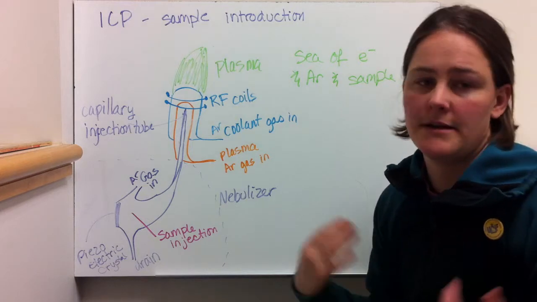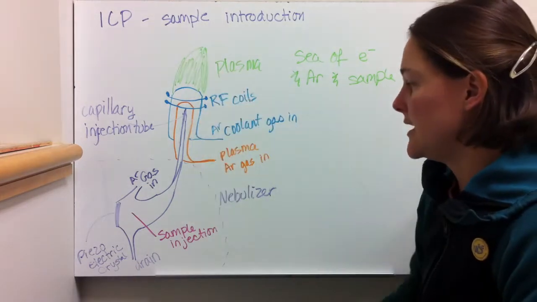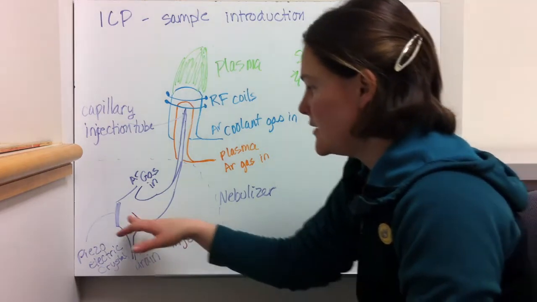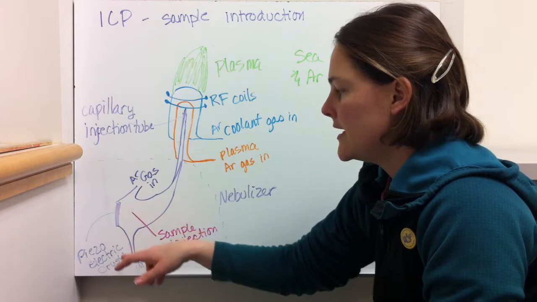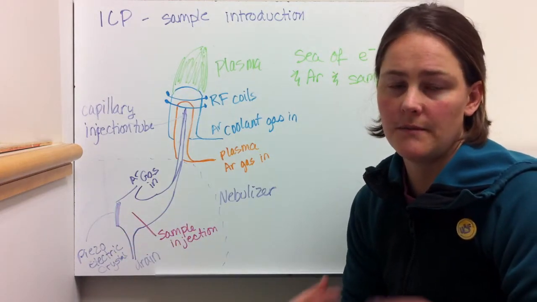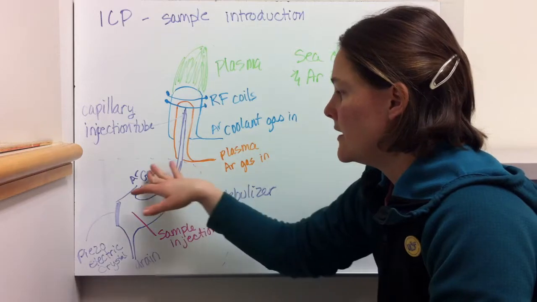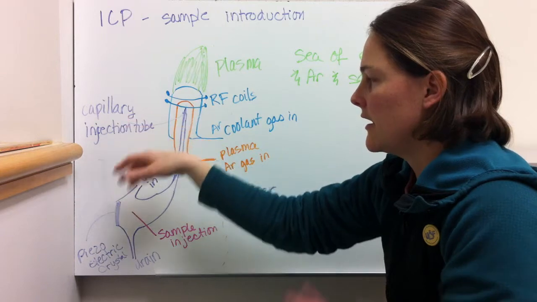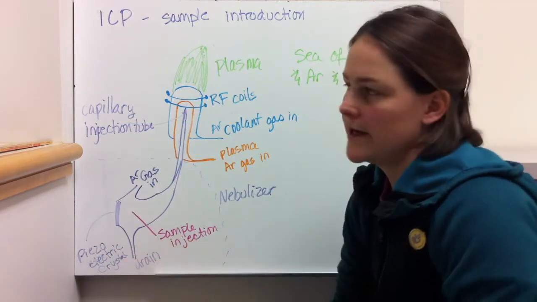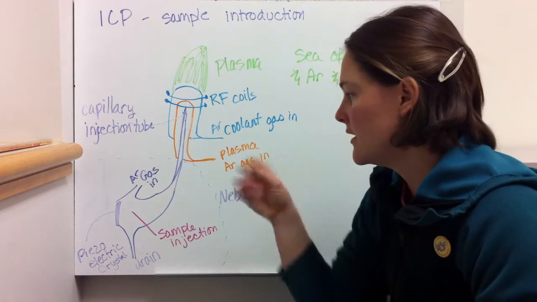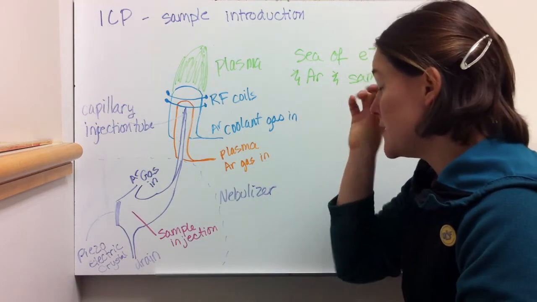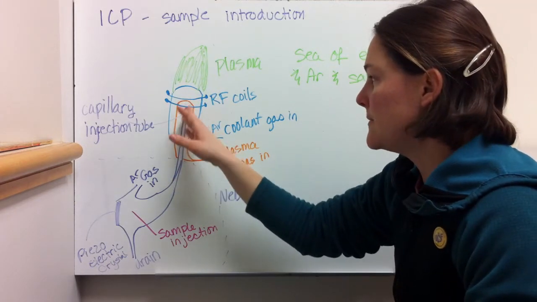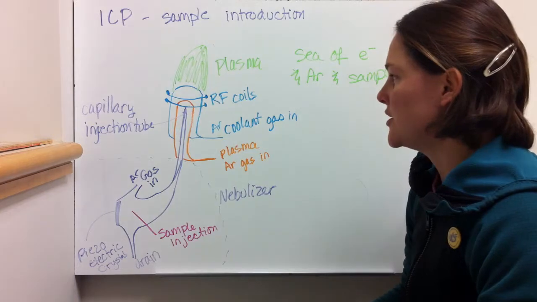Alright, so the ICP part is how you get the sample introduced. You get the sample to the plasma. Basically, your sample is injected into the nebulizer. It hits a piezoelectric crystal that helps aerosolize it. And then you have this argon gas that can take it up into the capillary injection tube. You also have a drain in case there's any that doesn't get aerosolized. And then you have plasma gas, argon gas, coming in to the plasma. It sweeps up the sample from the capillary injection tube.